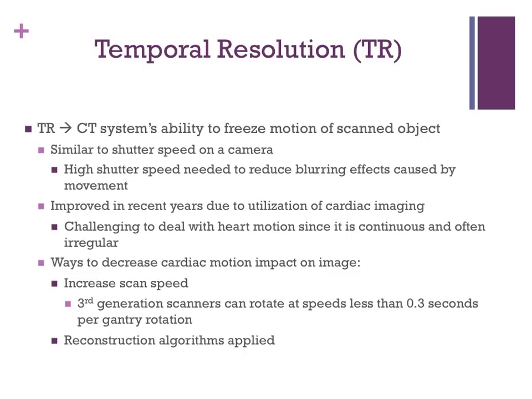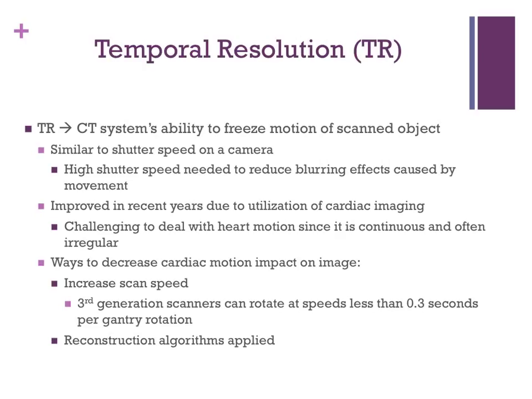So obviously with cardiac imaging comes movement from the motion of beating hearts. One of the most challenging things to deal with when imaging the heart is the heart motion, since it is continuous and often irregular. There are a few different methods that improve a CT scanner's ability to freeze cardiac motion.